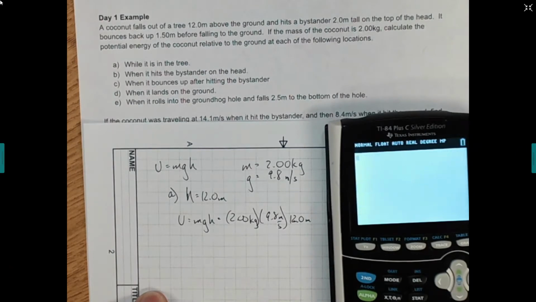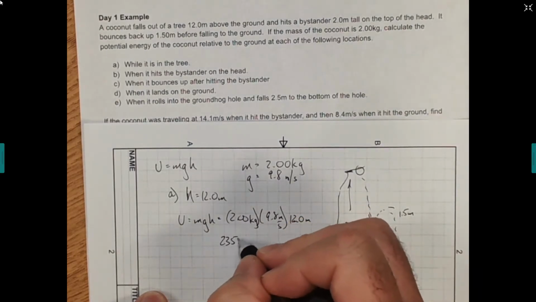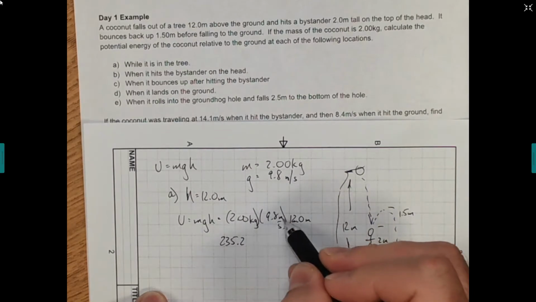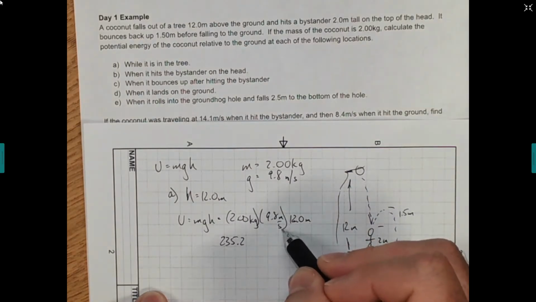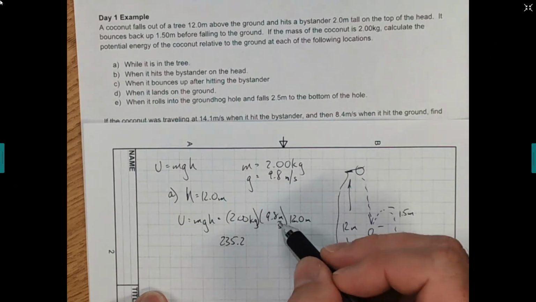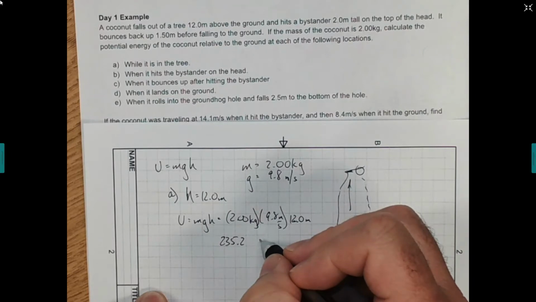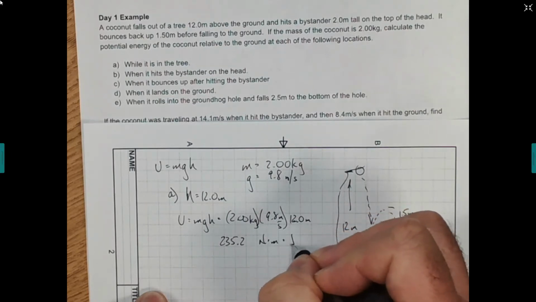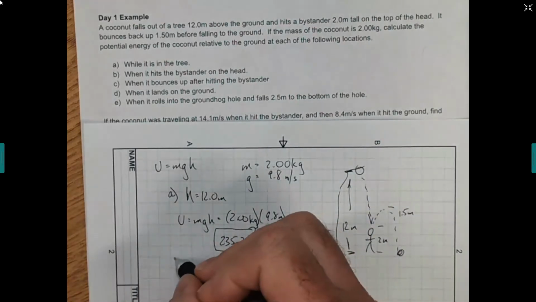Okay, so clear all this. We get 2 times 9.8 times 12, so we get 235.2. Look at our units. We're going to have kilograms times meters per second squared, which becomes a Newton. A Newton times a meter, we should have learned, is a joule. So we're going to write 235 joules.